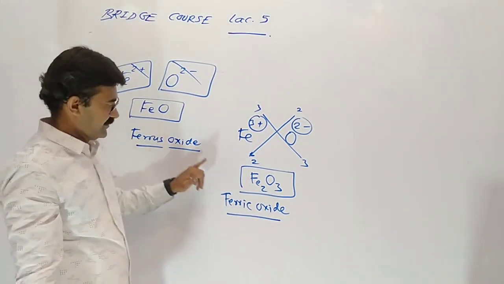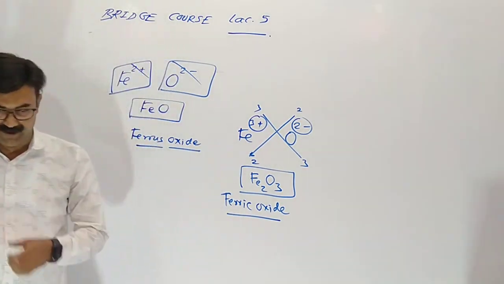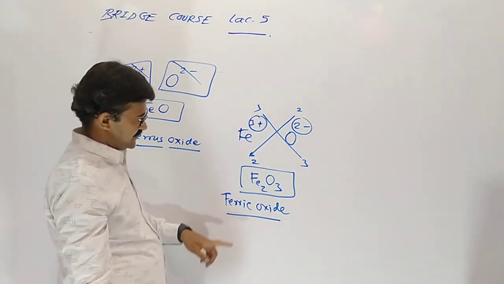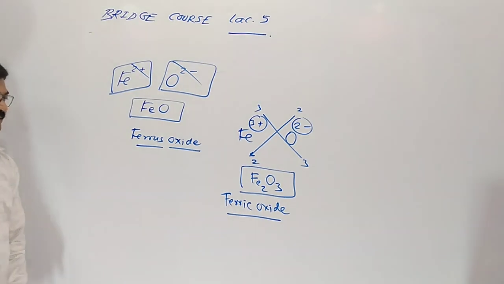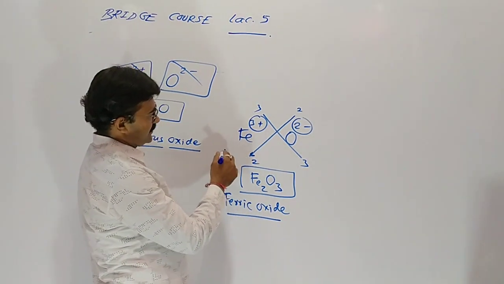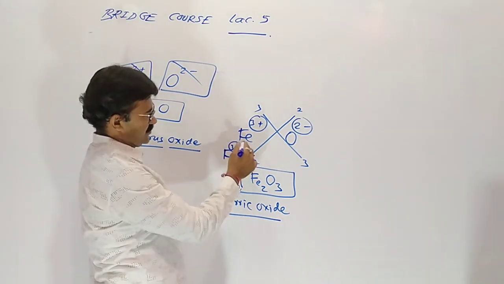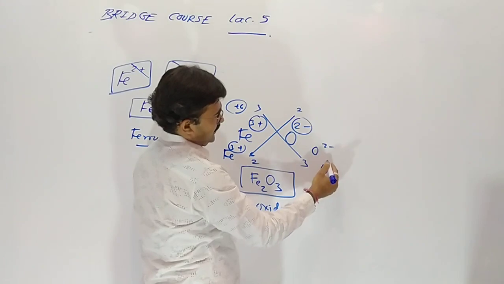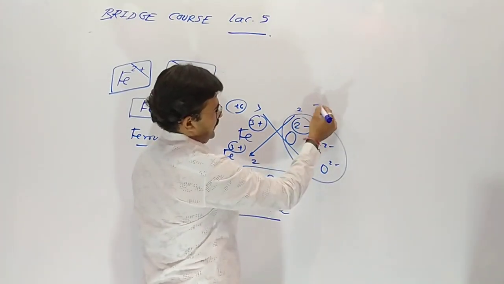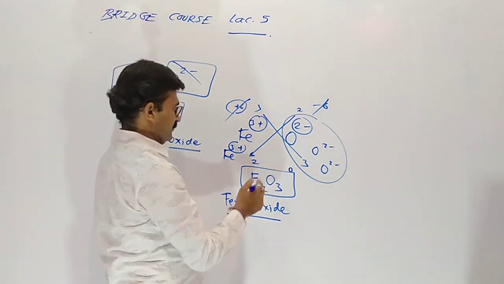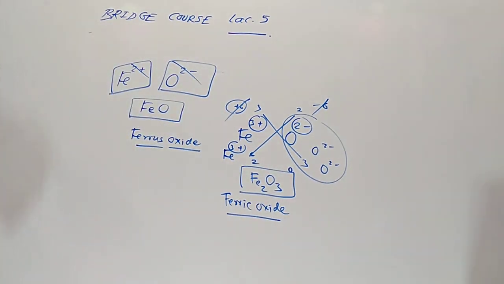Ferrous oxide, and this one is ferric oxide. Understood? 2 times Fe3+ means total charge plus 6. 3 times oxide means total charge minus 6. So the charge is balanced, and the formula should be Fe2O3.